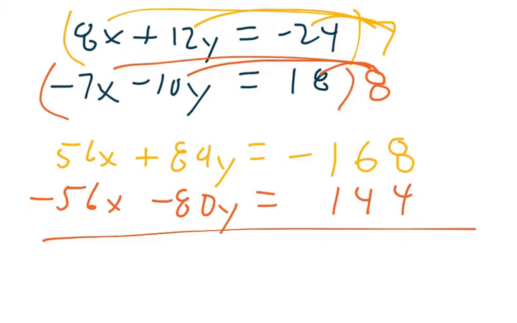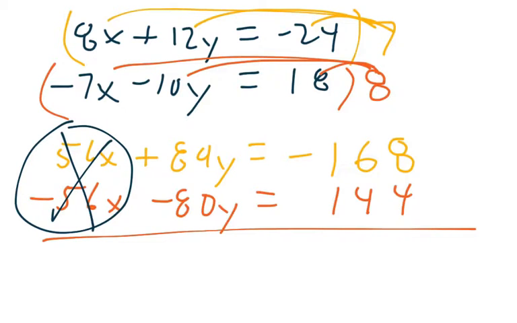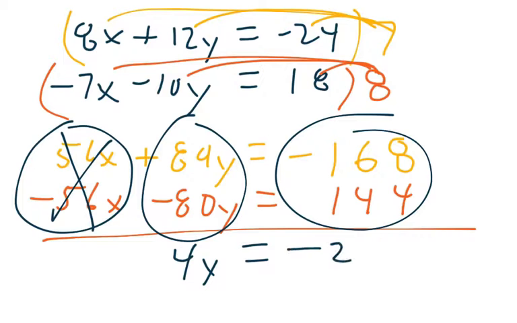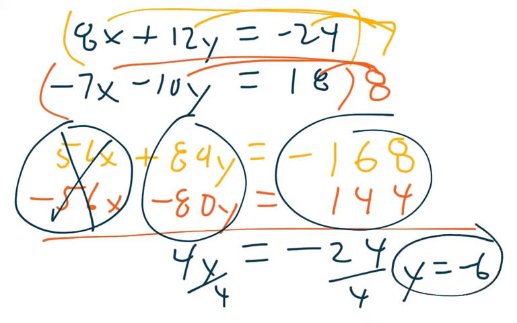Now guys, why did I multiply by the 7 and 8? Because look right here. I made a 56 minus 56, which of course is 0. We call that the elimination method because we actually eliminated x. Here, I have 84 minus 80, which is 4y, equal to, here, a negative 24. And once I divide by 4, I know y is negative 6.